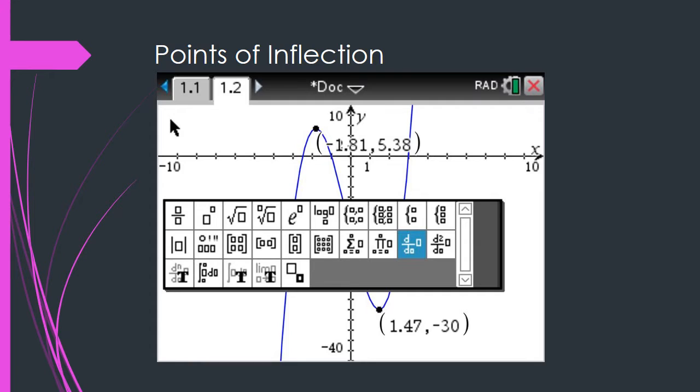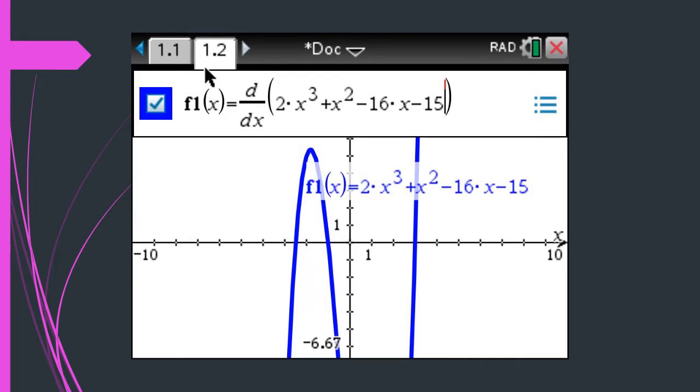This button right here, d over d, there's a little box in the box. This is your derivative. So we're actually going to add this graph to our graph in order to see what we're looking at. In my function part, I select that d of, and where the first box was, I put x. Then inside the parentheses, I copy my original function.